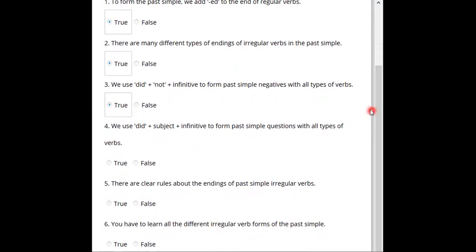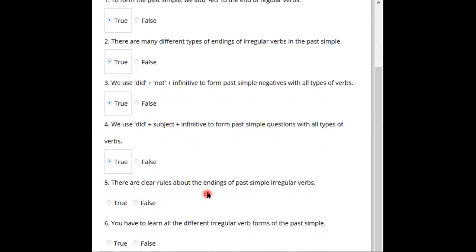True. Number 4, we use did plus subject plus infinitive to form past simple questions or interrogative sentences with all types of verbs. True. Number 5, there are clear rules about the endings of past simple irregular verbs.